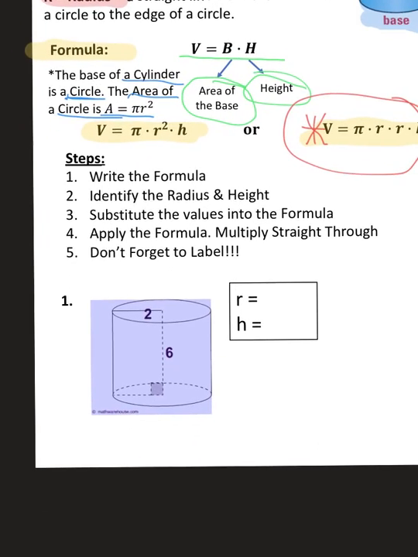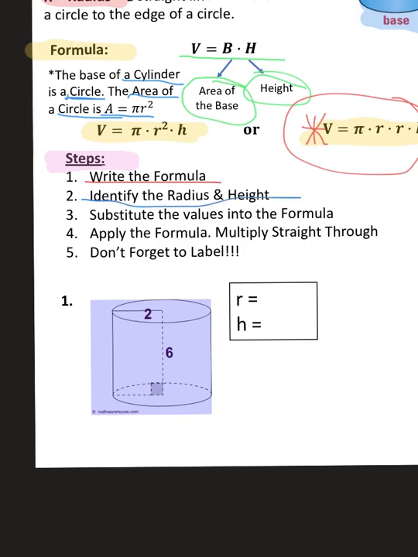That's super important. Next thing I want to talk about is our steps. Real quickly, I'm going to go over the steps. Remember, you will be writing down these steps as we go along. Here are our steps. Number 1, you need to write the formula. It's really important that you're always writing the formula; I think it helps us remember it easier. Step 2, identify the radius and the height.